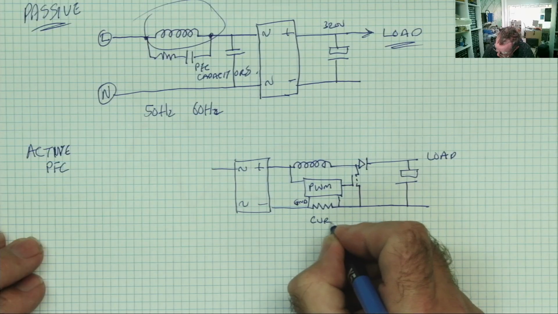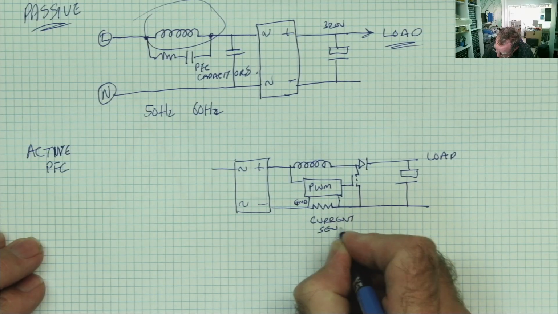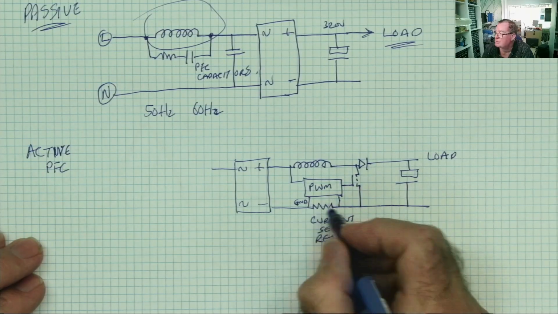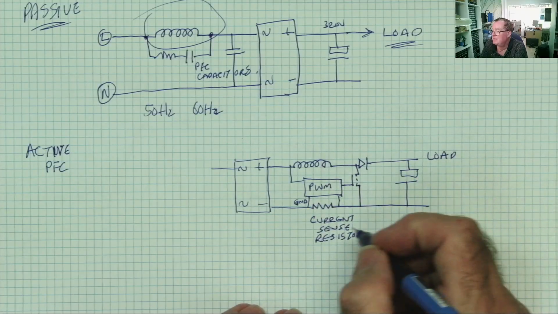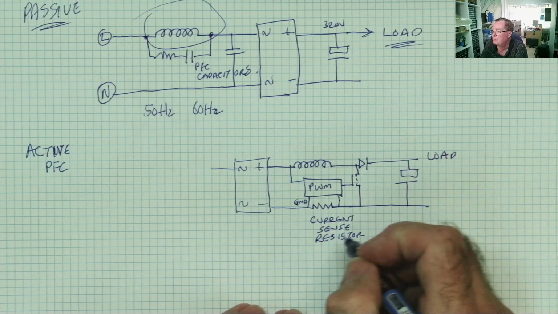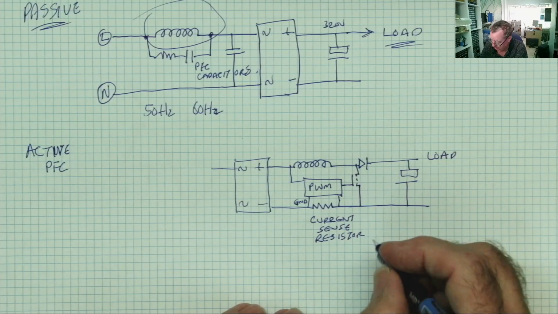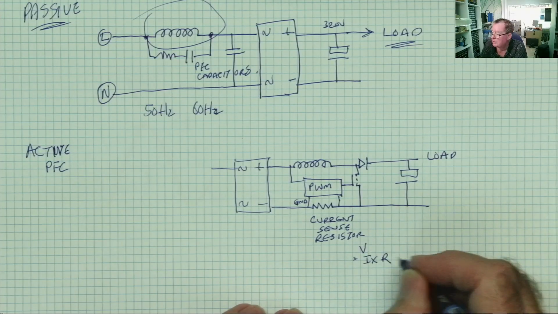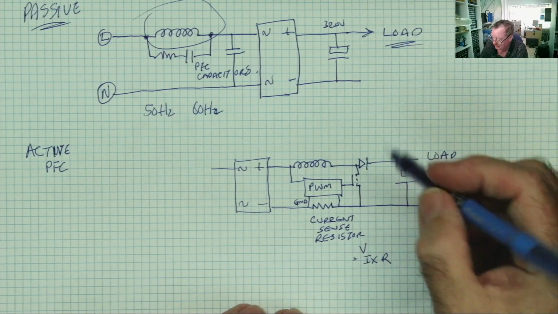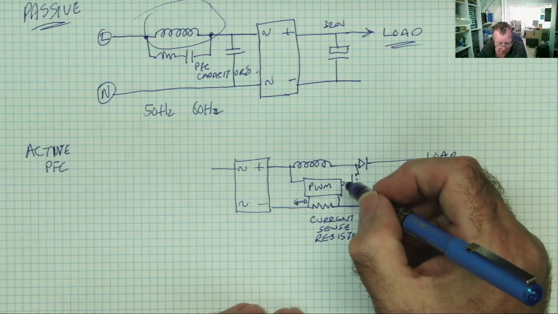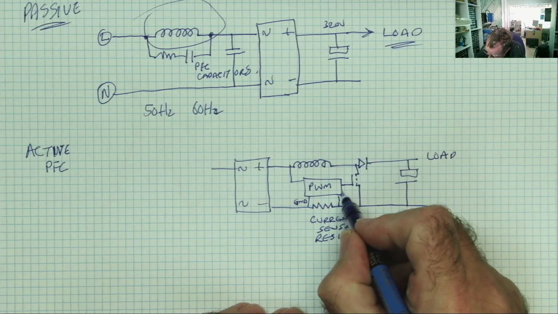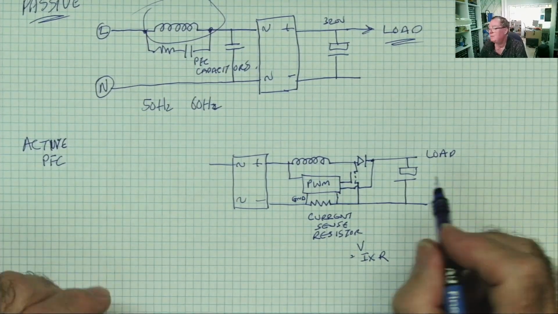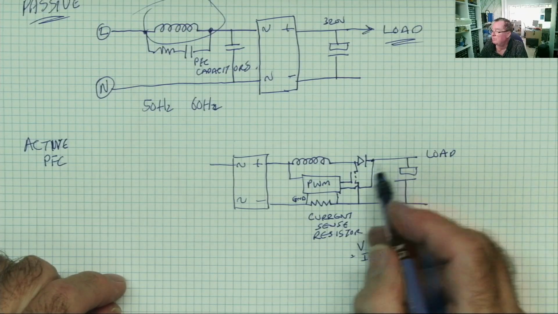This is a current sense resistor. And this chip measures the voltage across this resistor. By doing that, it knows how much current the load is drawing, okay? Voltage equals current times resistance, and if you know the voltage, you know the resistance, you can work out the current. So that's what that's doing. And this will also have another connection which is monitoring the voltage here as well, okay? So it's monitoring the output voltage from the PFC.